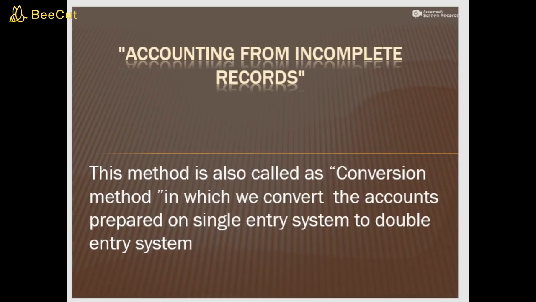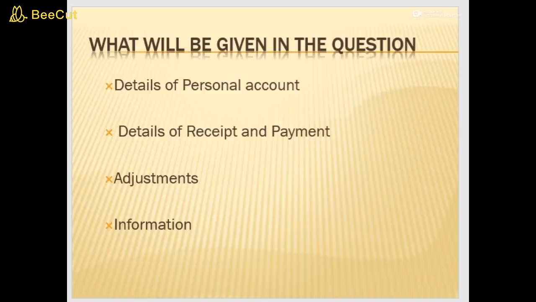Now let us understand how the single entry system can be converted into the double entry system. That is what we are going to study in this topic, accounting from incomplete records. That's why this method is also called the conversion method, in which we convert the accounts already prepared with the help of the single entry system into a double entry system.